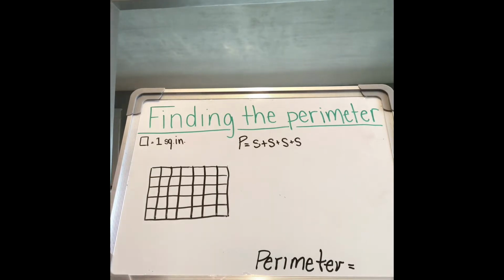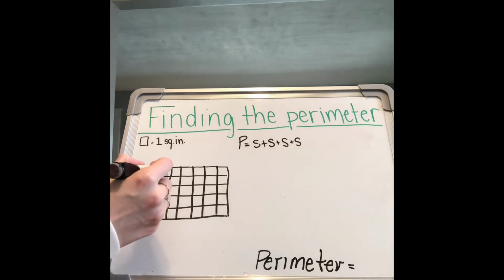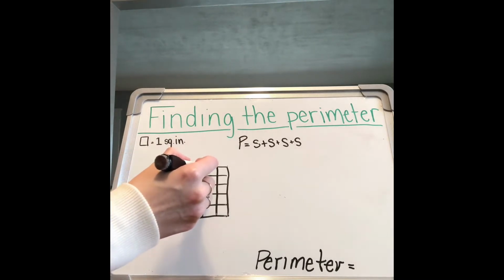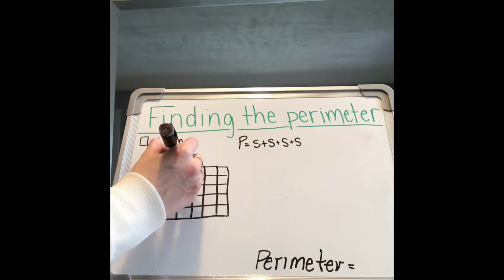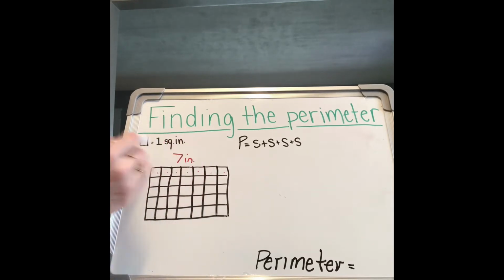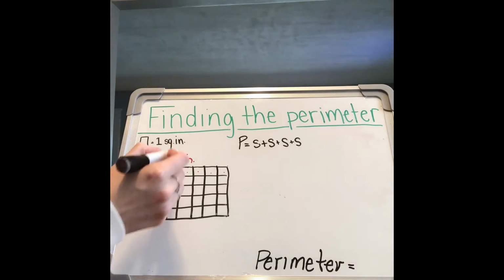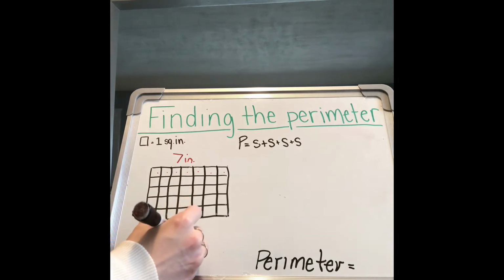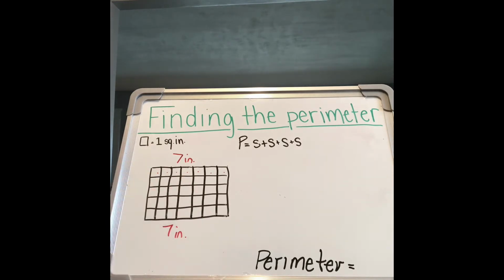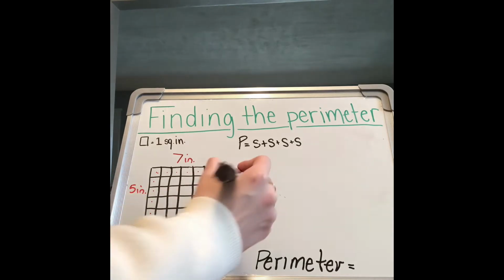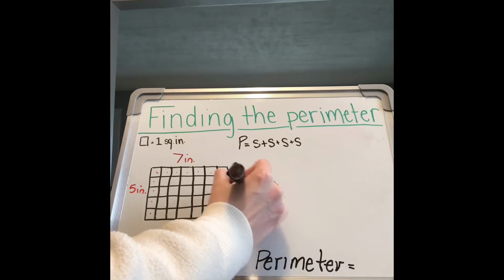For this rectangle, we're going to count the top. 1, 2, 3, 4, 5, 6, 7. 7 inches. I got inches from the key up top, which is really important to look for. Because we know this is a regular rectangle, we know that 7 on top means 7 inches on the bottom. Now we count the sides. 1, 2, 3, 4, 5. 5 inches on this side, and because it's a regular rectangle, we know 5 inches on this side.